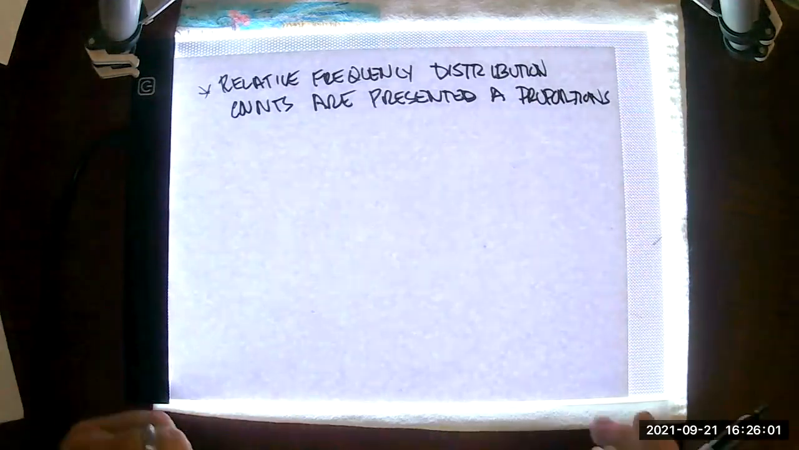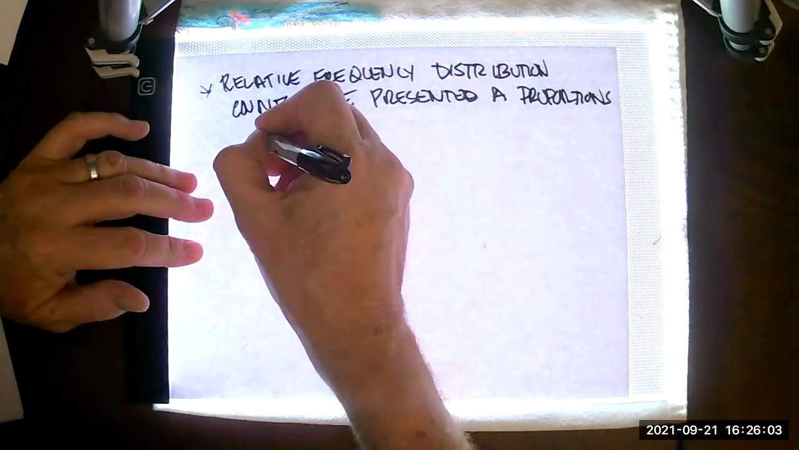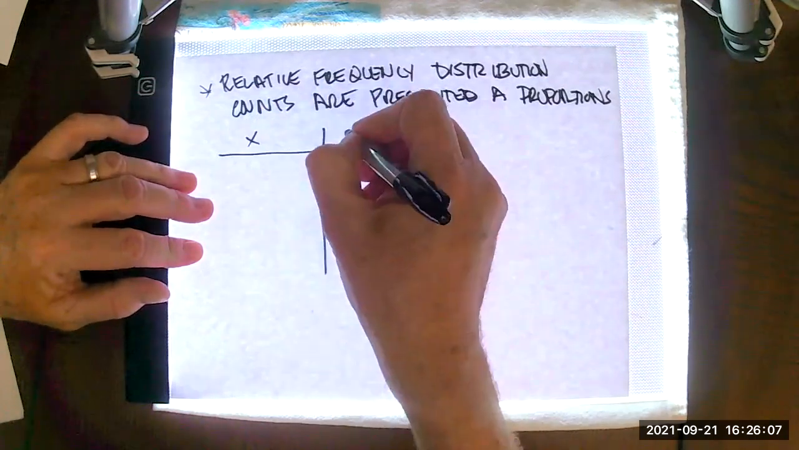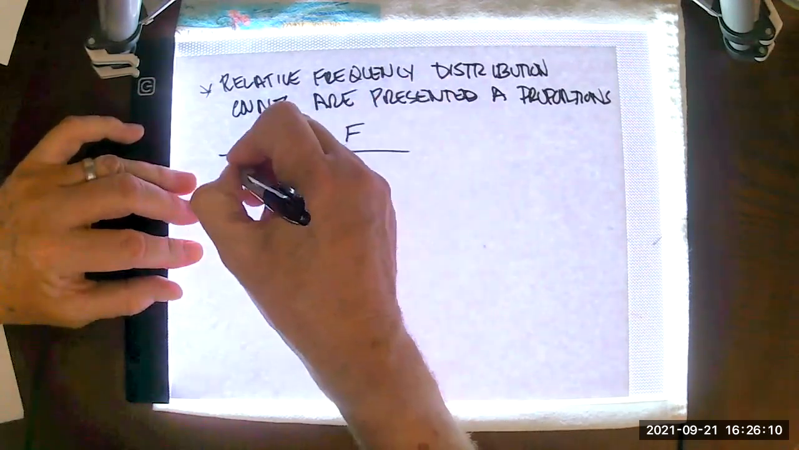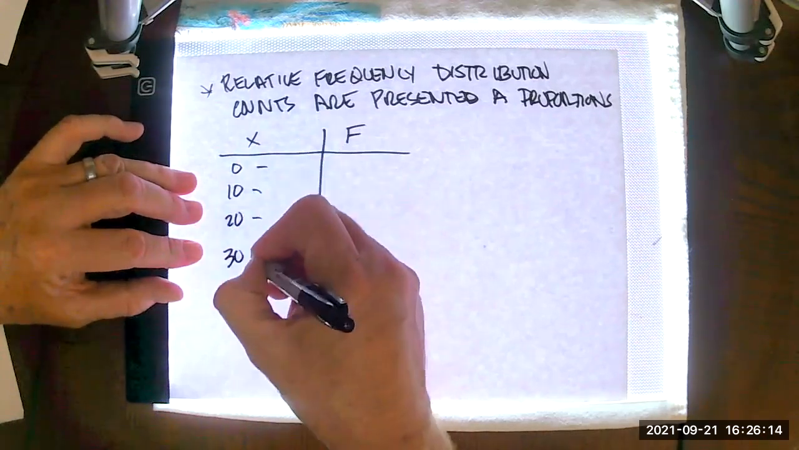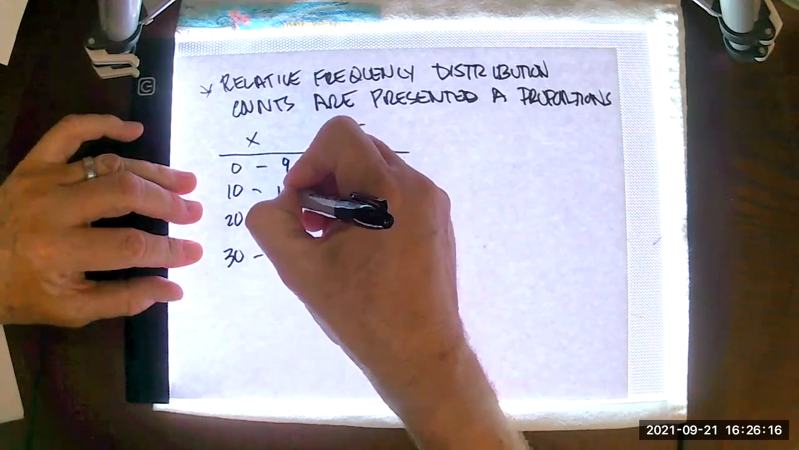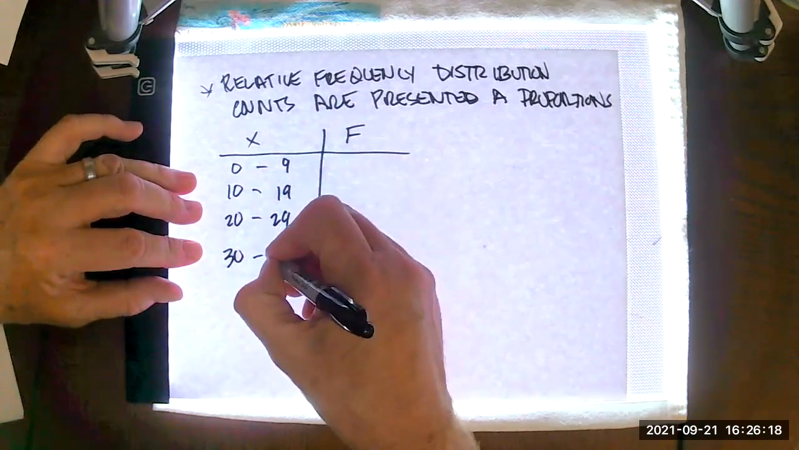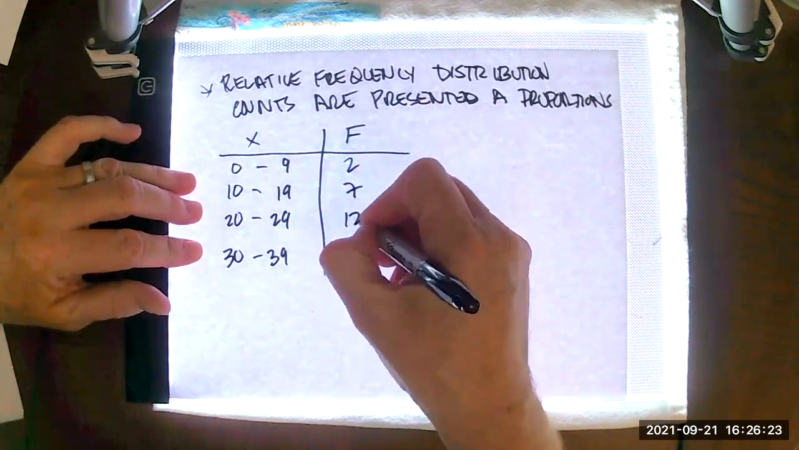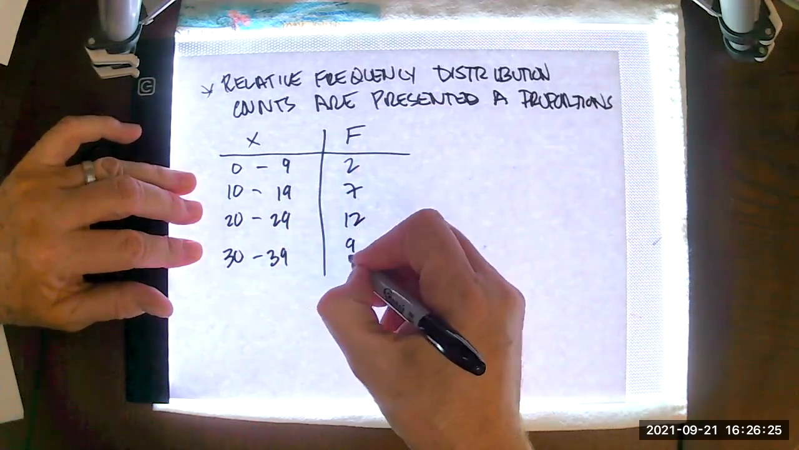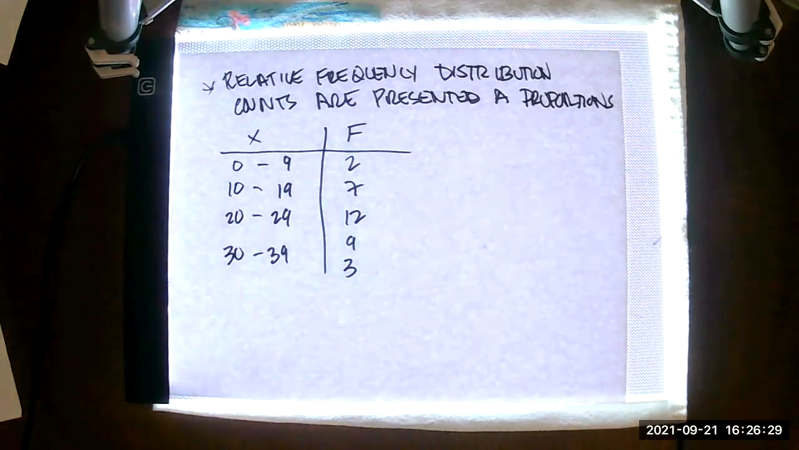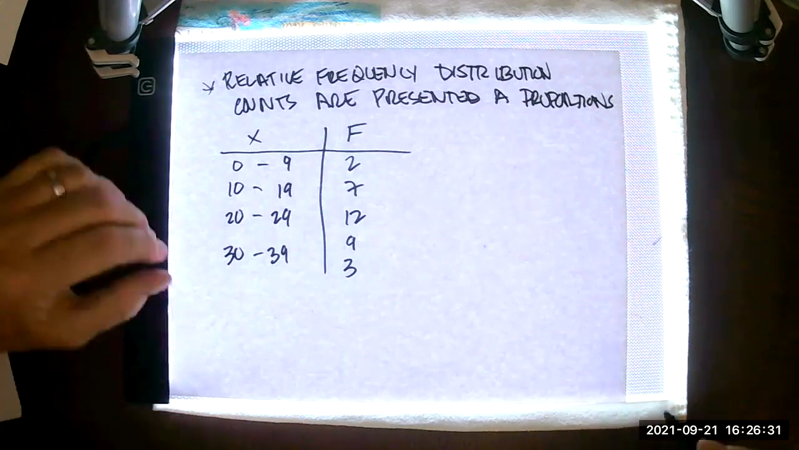So let me go ahead and run through an example. This time I do want my frequencies in there. I'm going to continue to use the same frequency distribution I've been using. It's just a little bit easier there. So 2, 7, 12, 9, and 3. All right, so that's your frequency distribution.